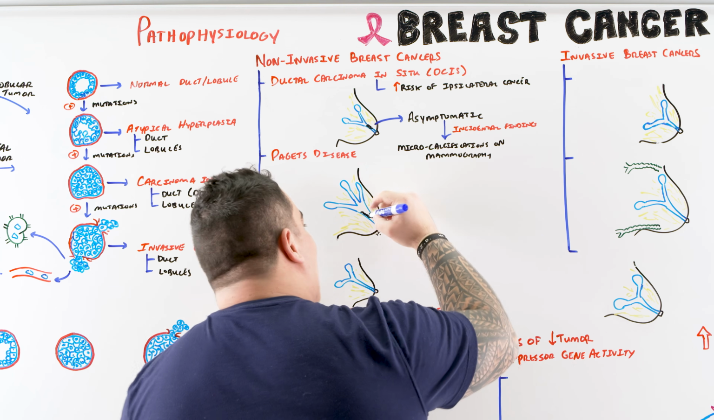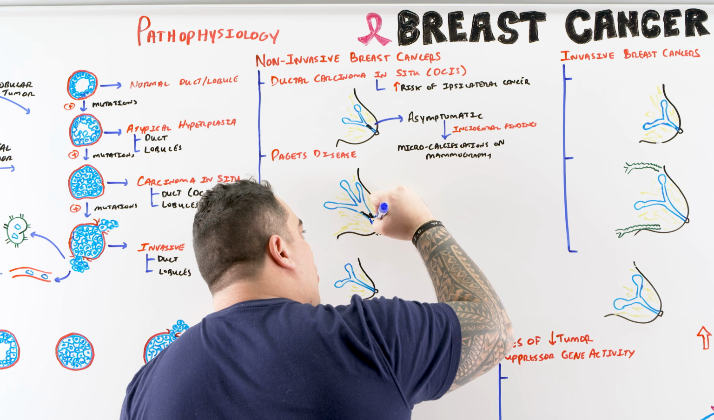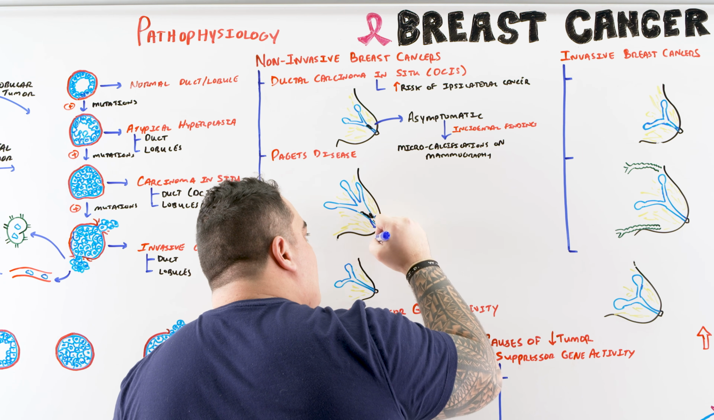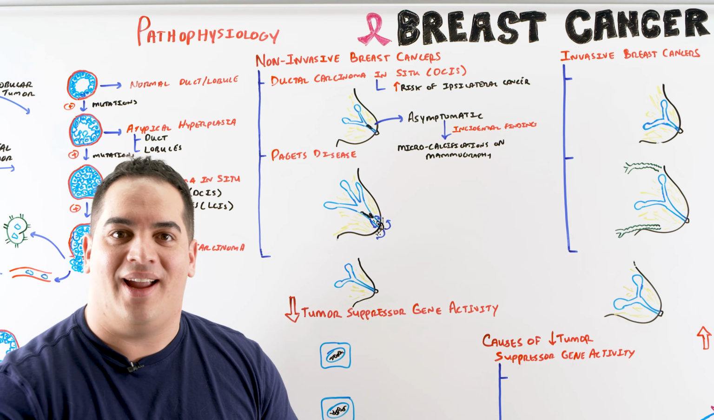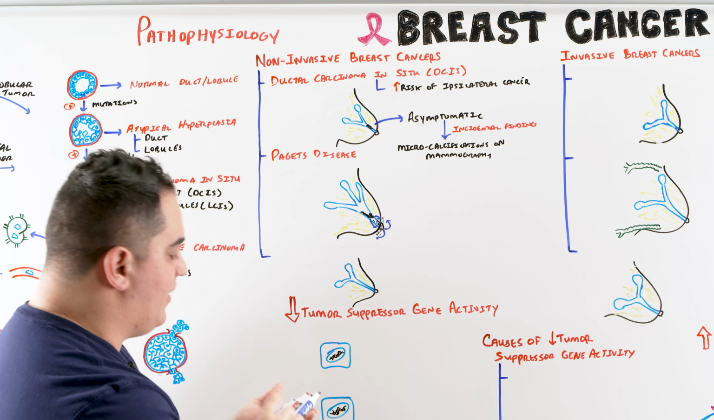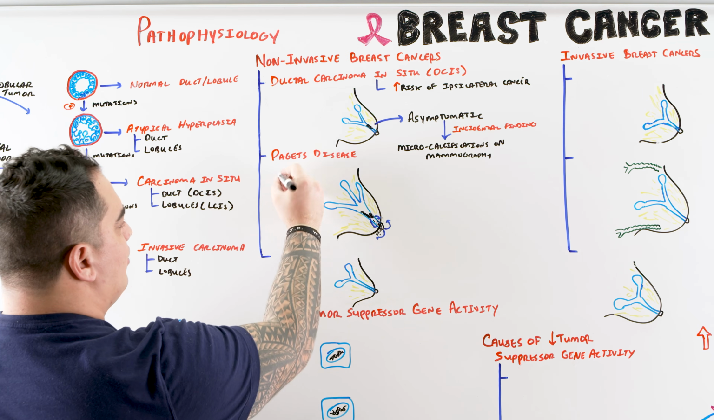Look, you can think about it as migrating towards the nipple and then outwards from the nipple onto the skin. That's weird, right? So that's one of the big differences with this one: it starts off as a ductal carcinoma in situ.